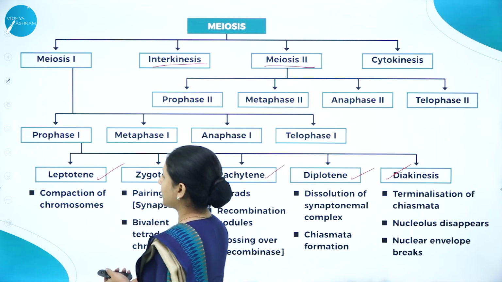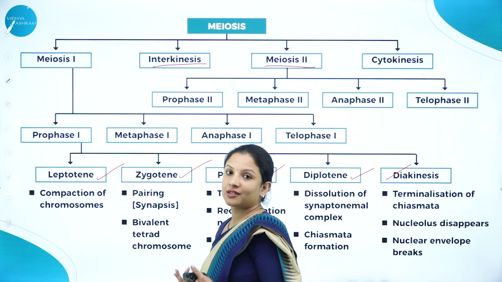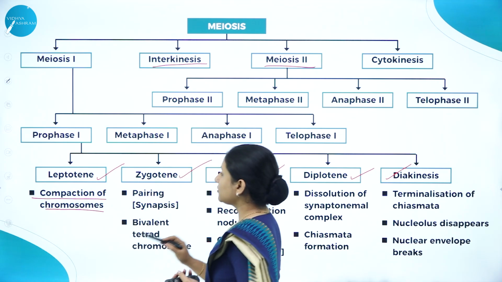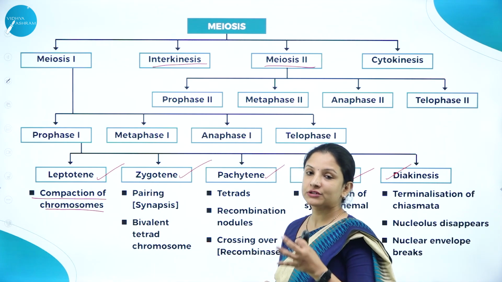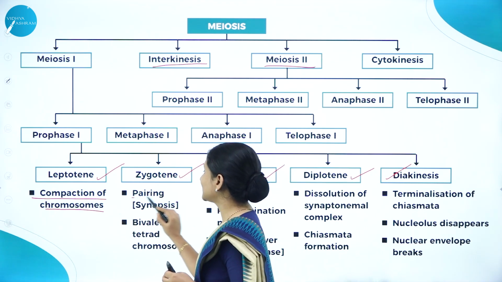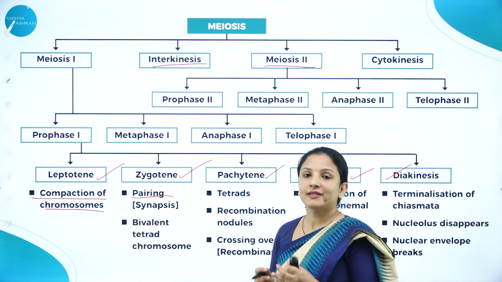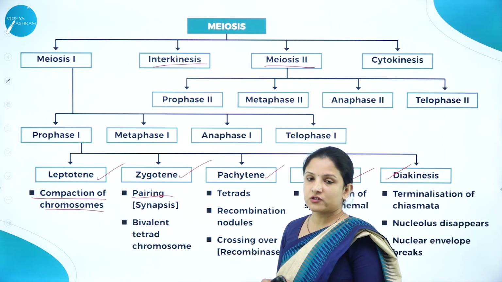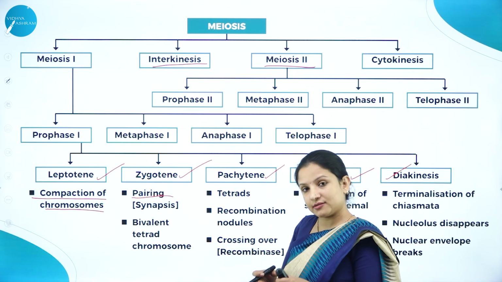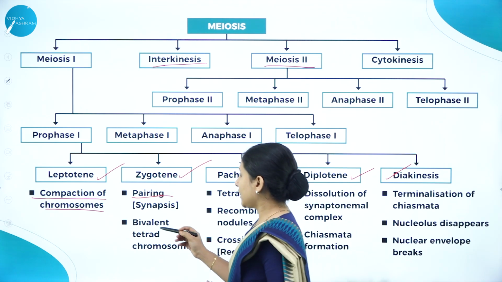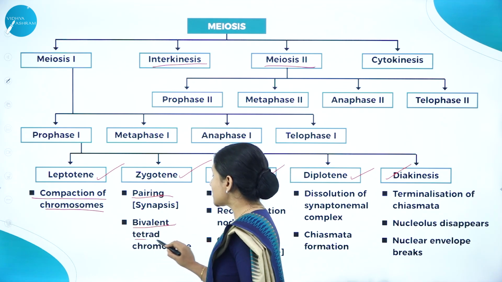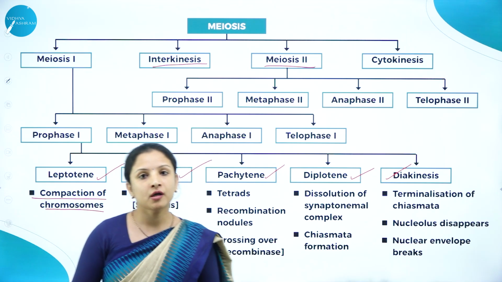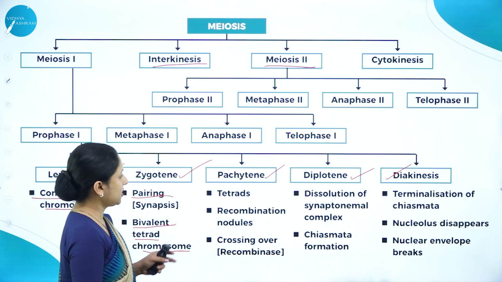In leptotene, the compaction or condensation of the chromosome occurs. In zygotene, those condensed chromosomes start pairing, and that is called synapsis, wherein a synaptonemal complex will get formed, which is a railway bridge-like structure made up of protein, and therefore bivalent tetrad chromosomes will get formed, wherein the chromosomes will have 4 chromatids or 4 chromosomal arms.